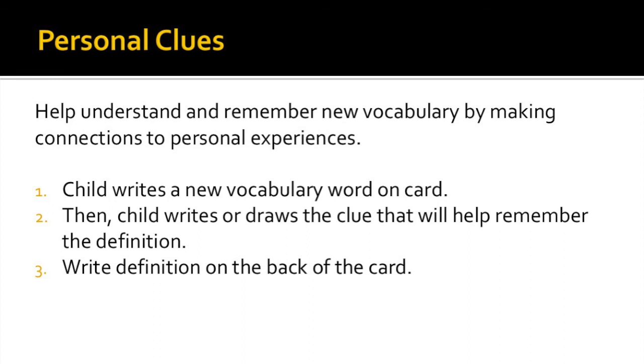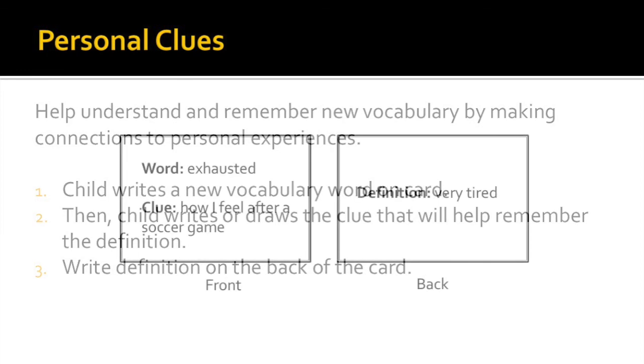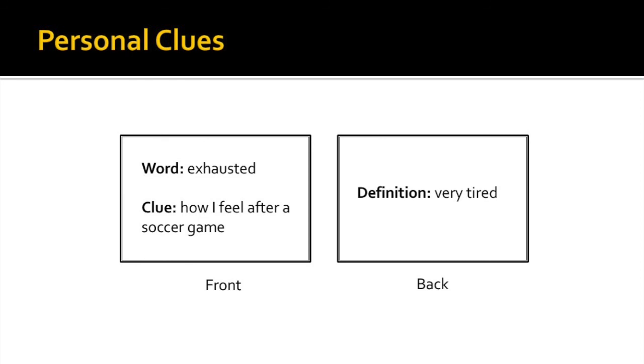Understanding vocabulary words is essential to understanding information. Vocabulary words are labels for concepts. Personal clues help students relate word meanings to their individual background knowledge, which helps them process word meanings deeply. Personal clues can be words or pictures.